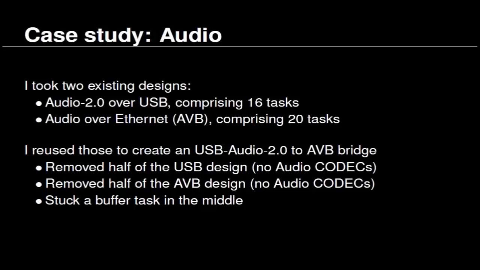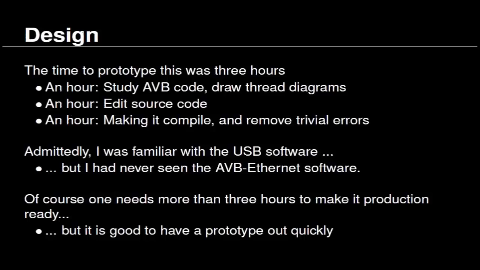So, remove half of that one, the bit you don't want. Remove half of that one, the bit you don't want. Stick a buffer in the middle, and job done. The beauty of it is that it took me 3 hours to do this. I had to study the AVB code because I'd never seen it before, which takes a little bit of time. And you realize which bits you don't need, and you remove them from your source code. You glue the other part into it.